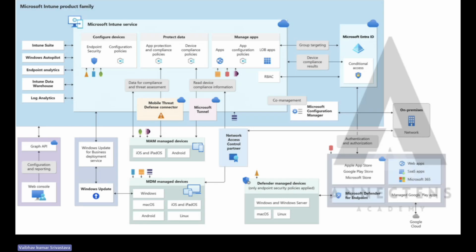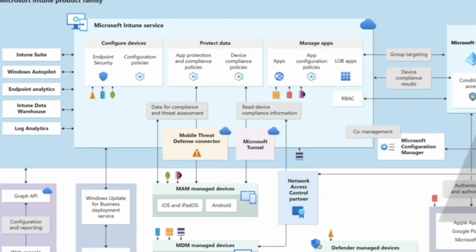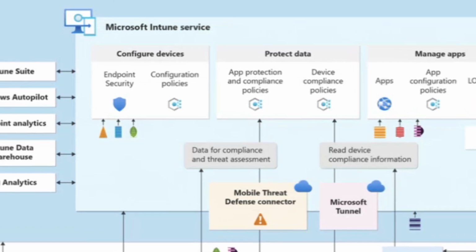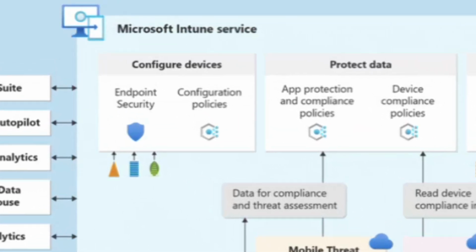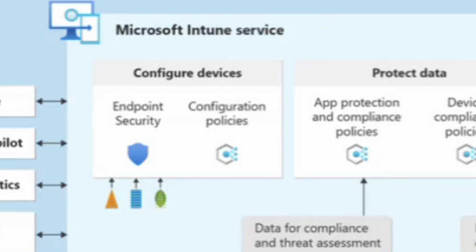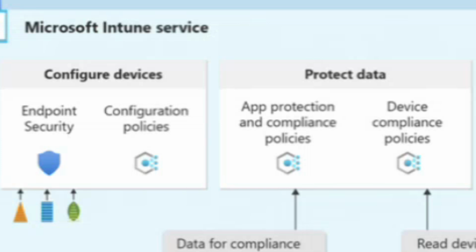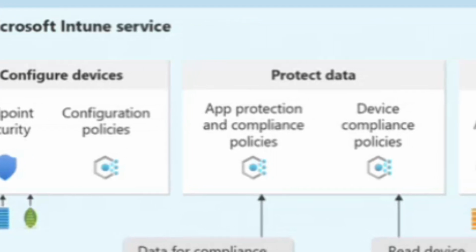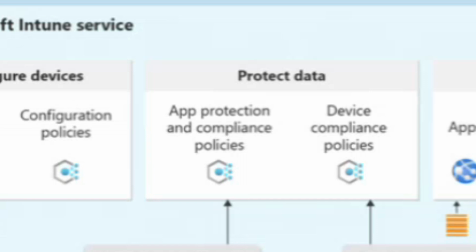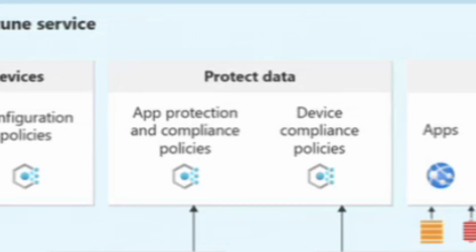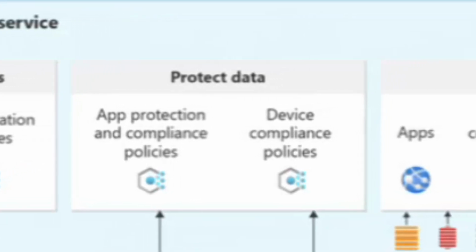Now, this is a very, I would say, broad picture. We talked about the small scale, how Intune works. This is a broad picture. Okay. So, first thing, if you notice, when you're talking about the Microsoft Intune service, Intune service one is talking about the configuration of devices. This is where you can set the endpoint security, meaning you can implement security settings for the devices. Okay. You can do configuration policies, meaning you can define how your devices are set and operated. Okay, this is what you can do.